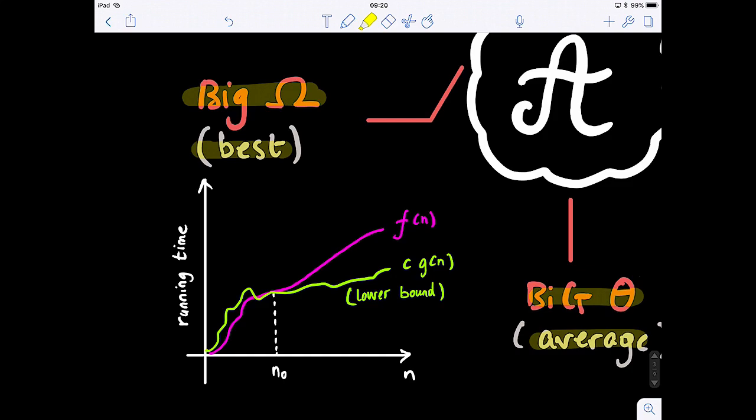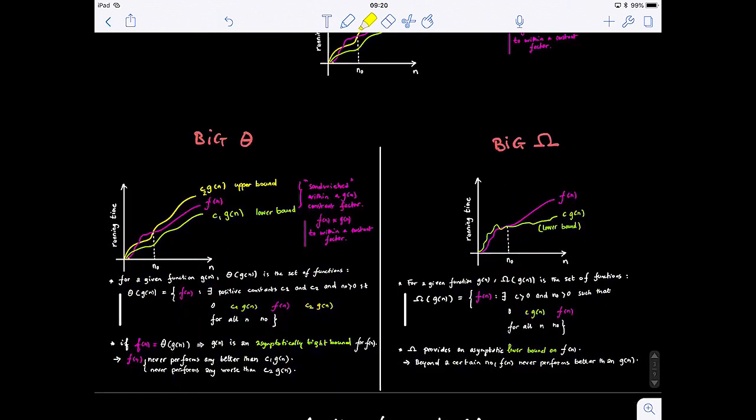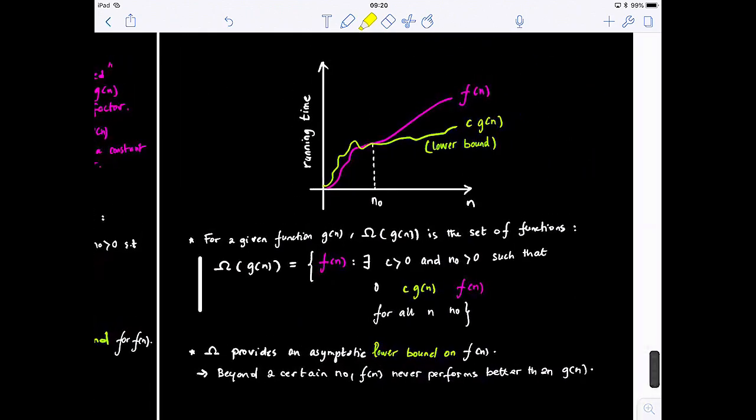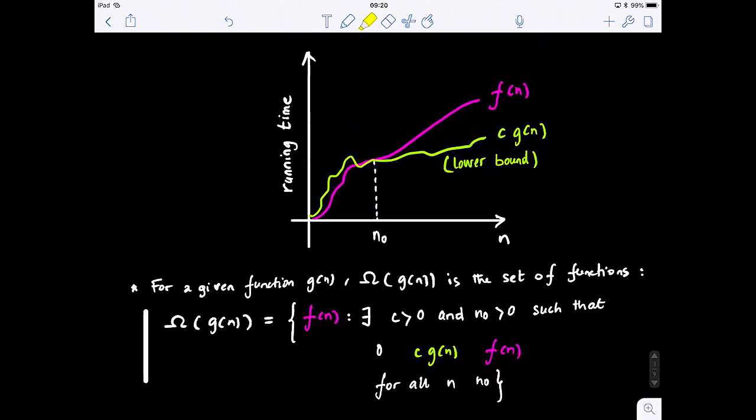Okay, so we have worst, best, and in between we have the average. Okay, so let's look at first at the big omega. So here, this is actually the best time complexity. How do we define it?